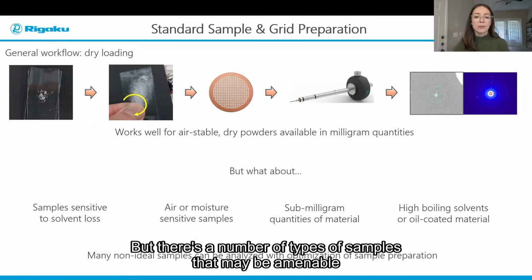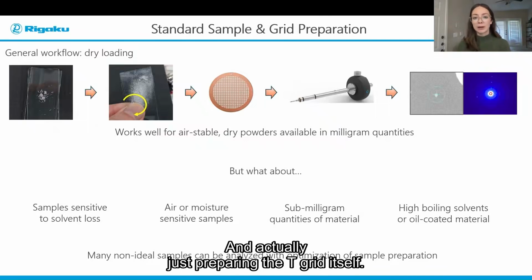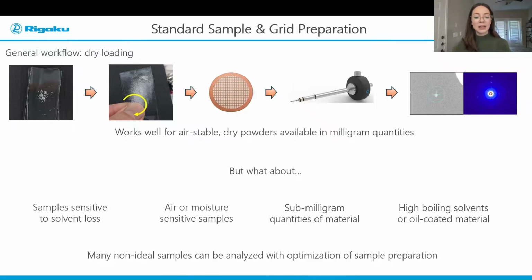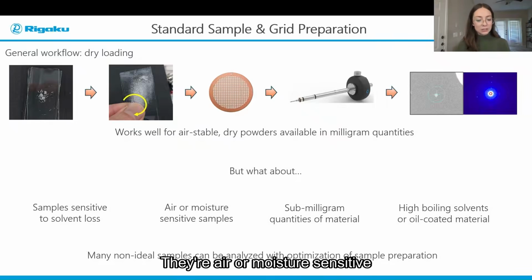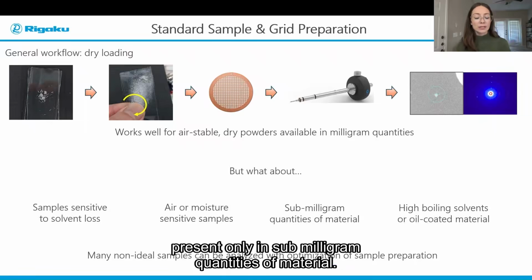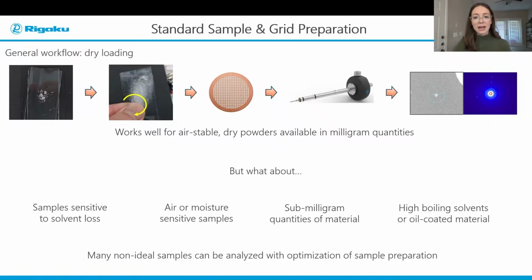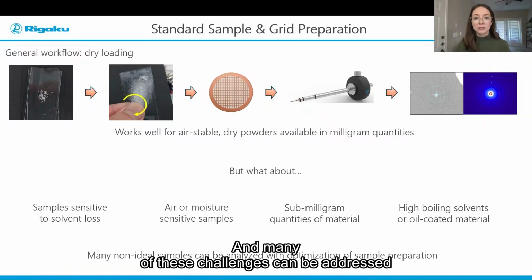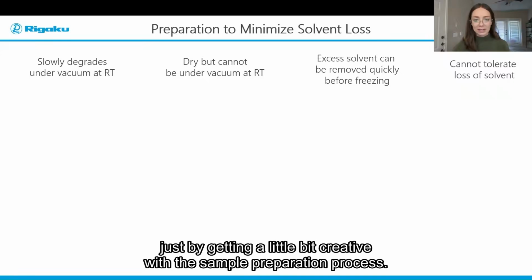This type of approach works well for air-stable dry powders that we have available in milligram quantities, but there's a number of types of samples that may be amenable to analysis by electron diffraction, but may prove challenging in actually just preparing the TEM grid itself. That can include samples that are sensitive to solvent loss, air or moisture sensitive, present only in submilligram quantities of material, or suspensions within high boiling solvents or coated in oils. Many of these challenges can be addressed just by getting a little bit creative with the sample preparation process.